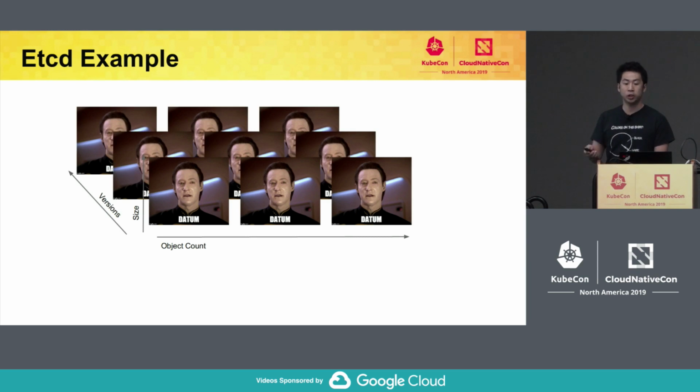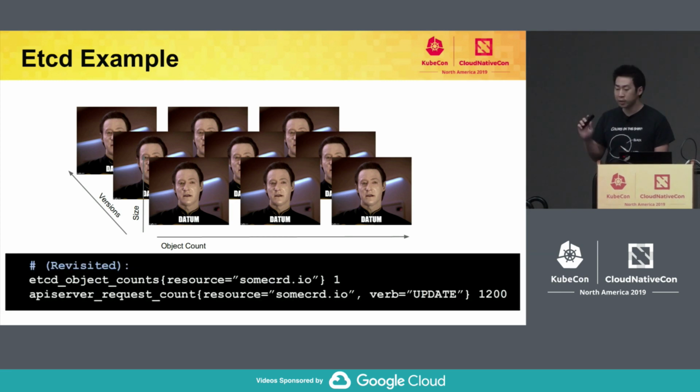etcd provides a watch mechanism so that subscribers can see changes to objects over time, which means etcd must store a historical record of changed objects. So if we revisit the metrics from the last slide, we can see that while there's actually only one instance of that object, the 1,200 writes to that object means that there's actually 1,200 versions of that object. So it's quite a bit different than what we initially thought. So even though we have one object, we also now have to consider the size.